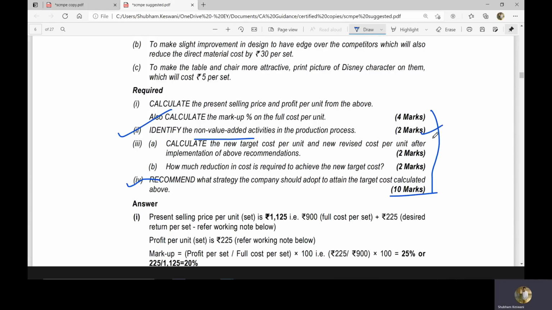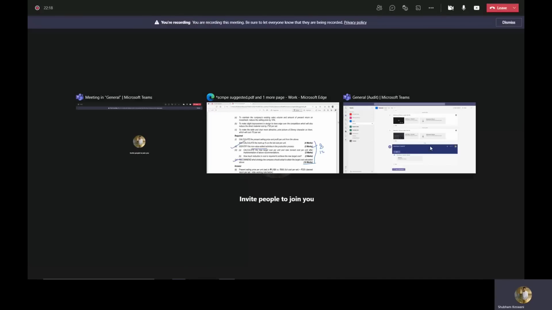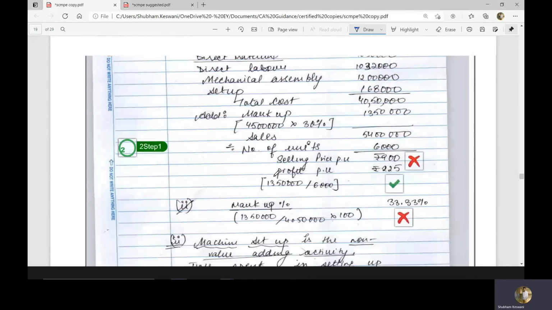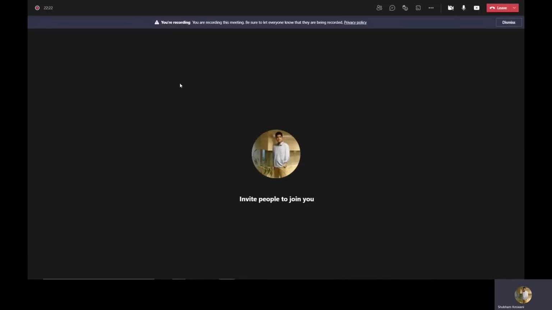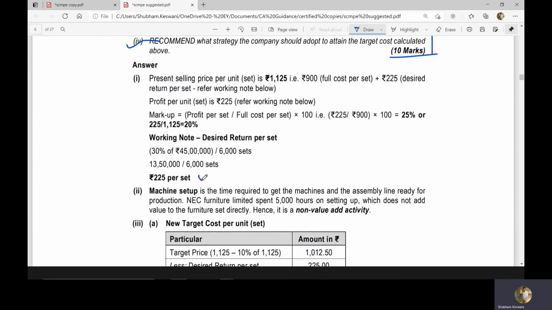If I talk about the analytical aspect, again 12 marks, and the calculation aspect, 8 marks. So now you see that theory in costing is not only about giving advantages, disadvantages, or features, it also involves analyzing and interpretation. Now how well did I fare in this question? This question required me to calculate present selling price and profit per unit. And let's see what ICAI has come up with.